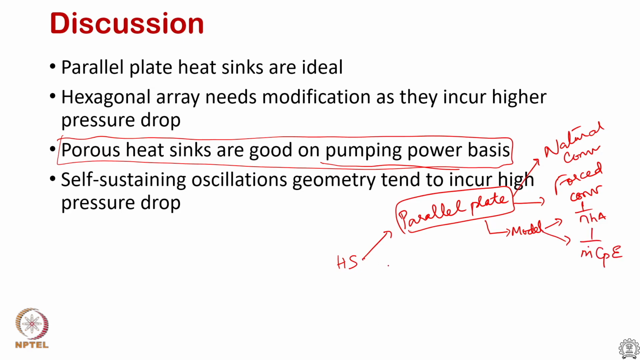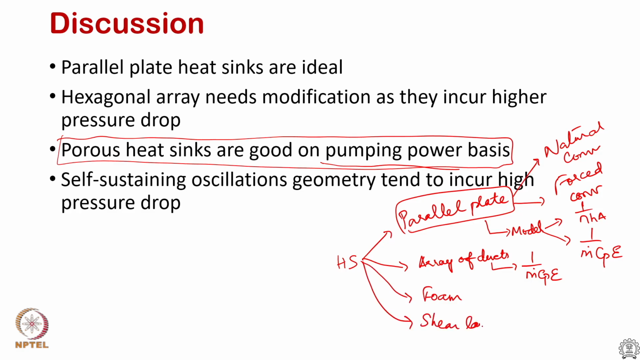After that we looked into a few other heat sinks, the array of ducts, where we derived some expressions, and it also looked like a heat exchanger based theory. Then we looked into the foam heat sink, and then shear layer instabilities. Even for the foam heat sink, we made use of the heat exchanger theory to come up with an approximate model. So, with this we conclude the heat sinks part.